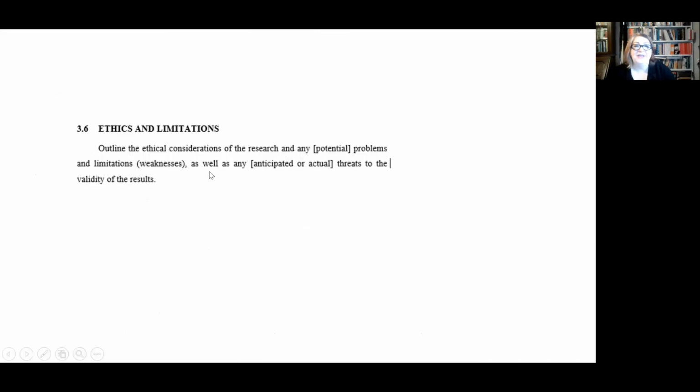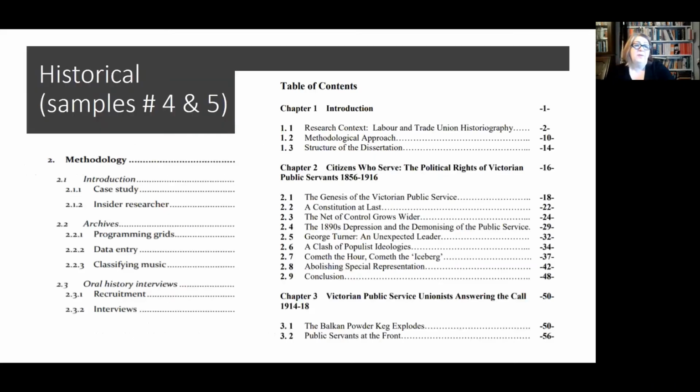And also the last section it has there is ethics and limitations. So that's always good to see that appearing as well in there. And you can also think about how you might position your methodology section if you're doing historical research as well.